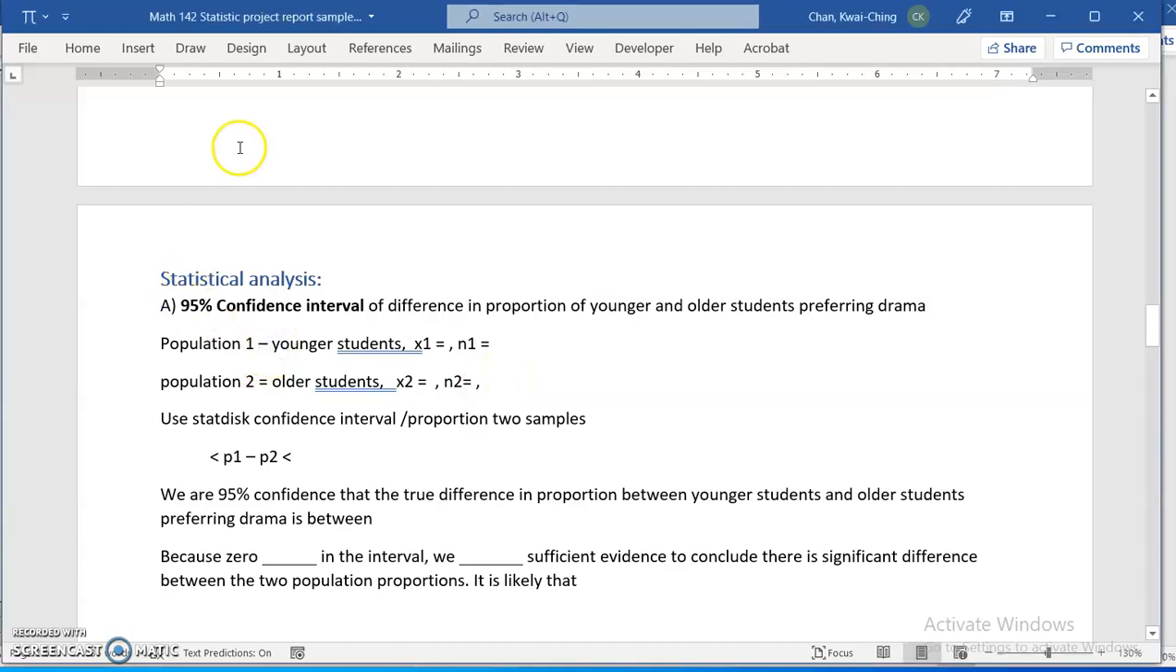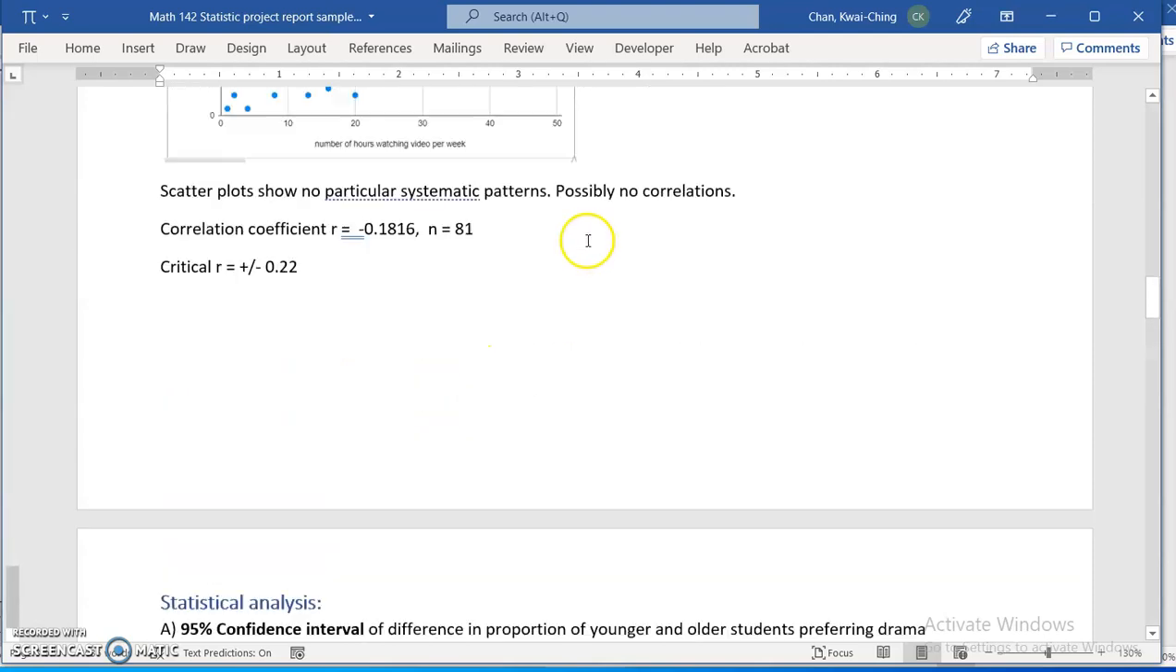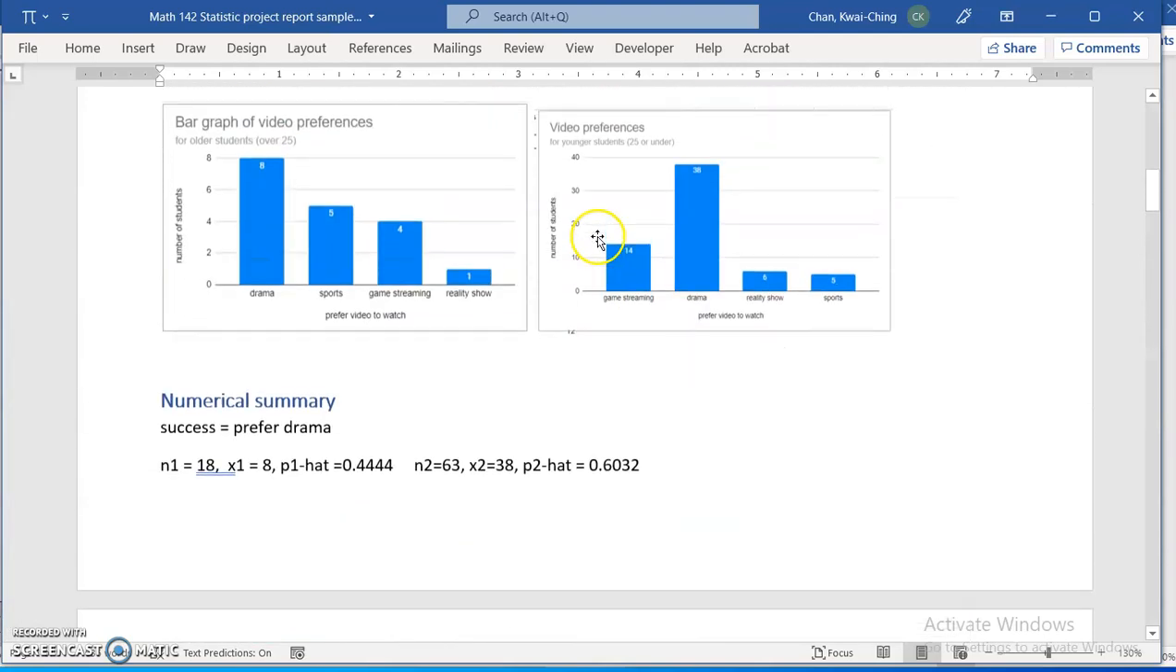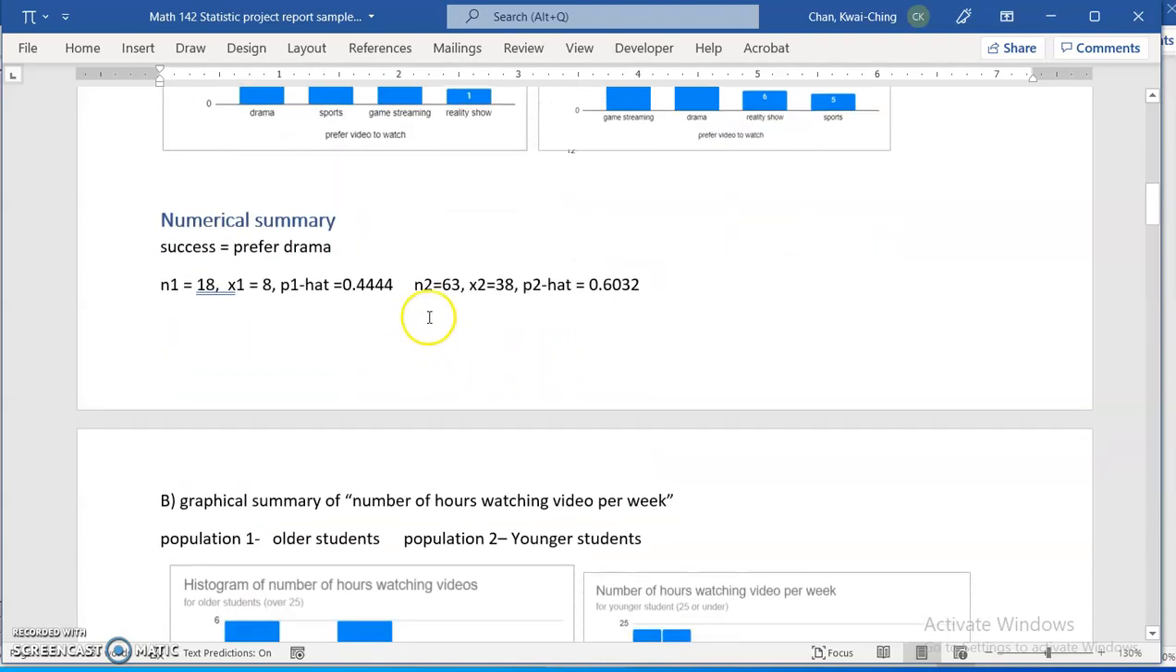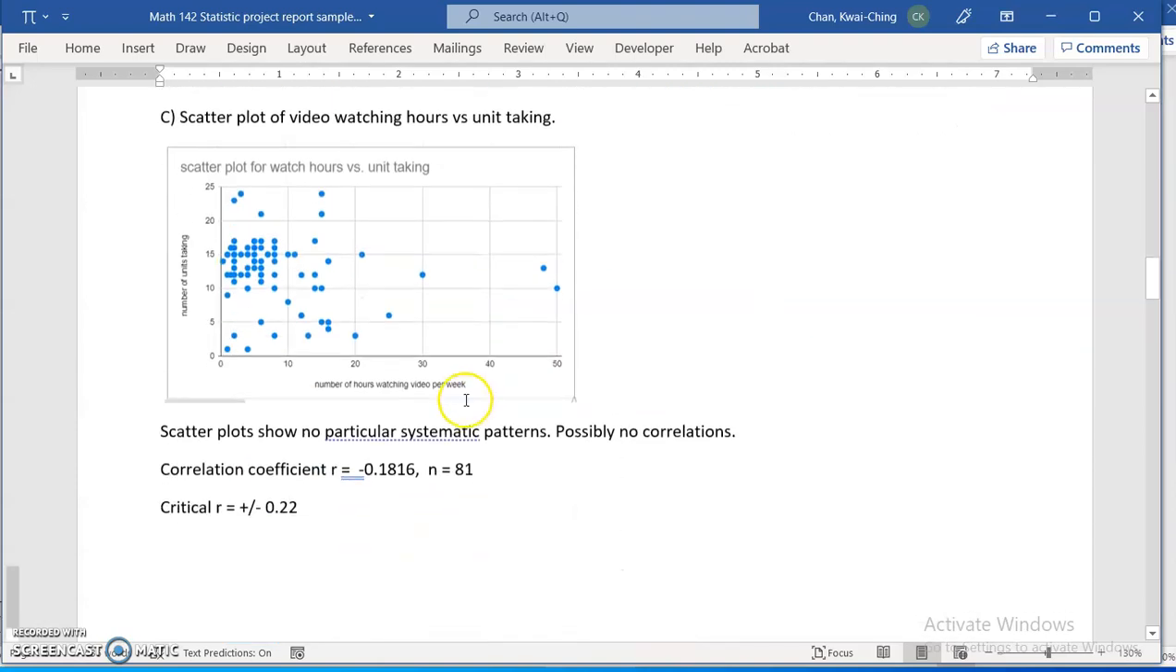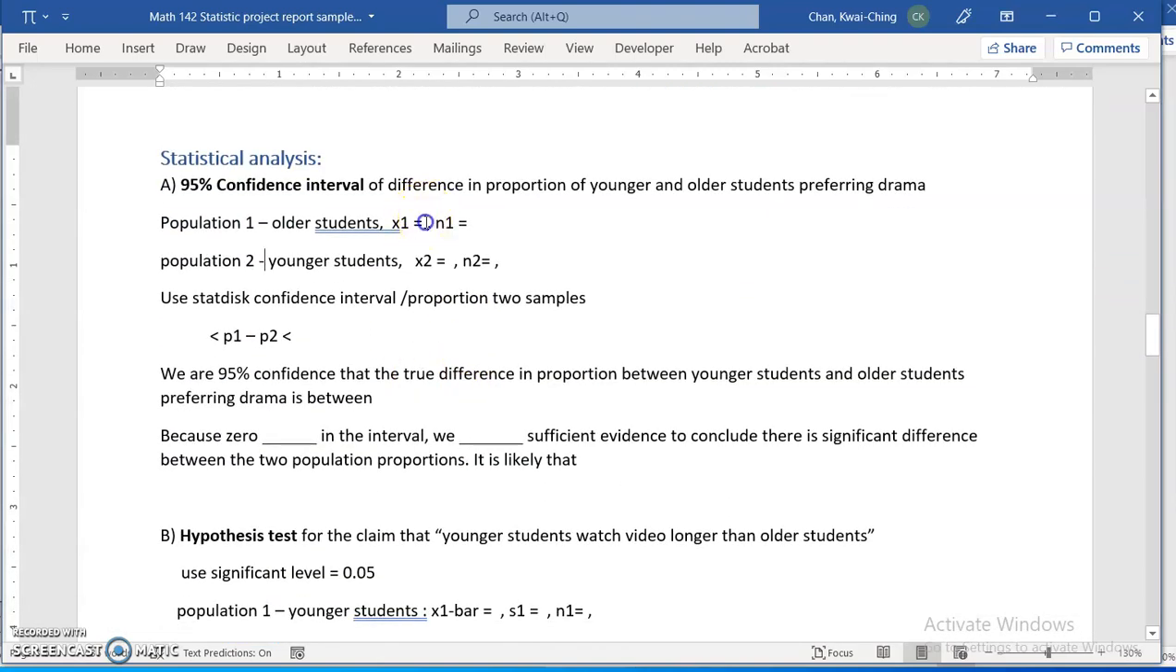So I mess up my younger and older again. Population 1 should be older and population 2 should be younger. So make sure that you follow your population definition closely. In the previous summarization, I have N1 equal to 18, X1 equal to 8, N2 equal to 63, X2 equal to 38. So I'm going to do the confidence interval by specifying them here again.